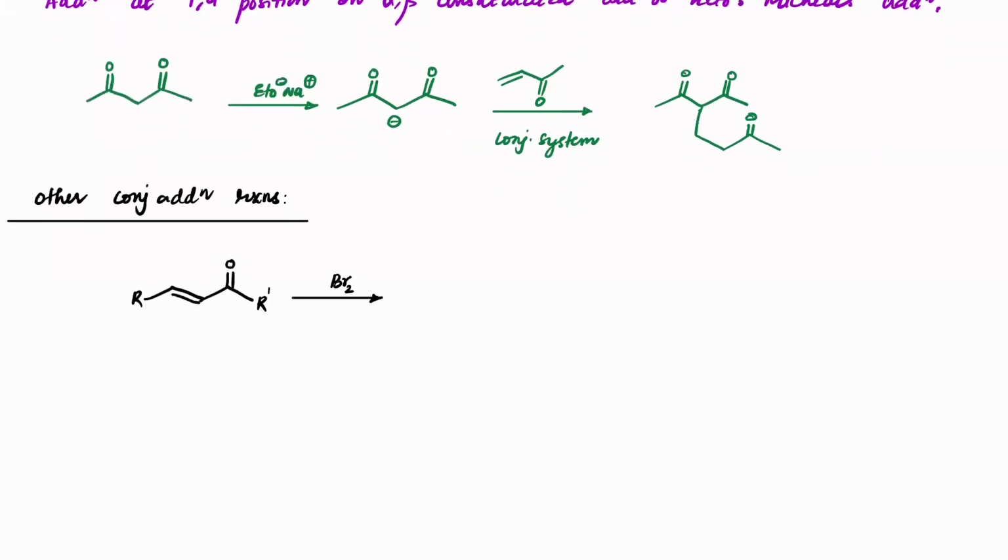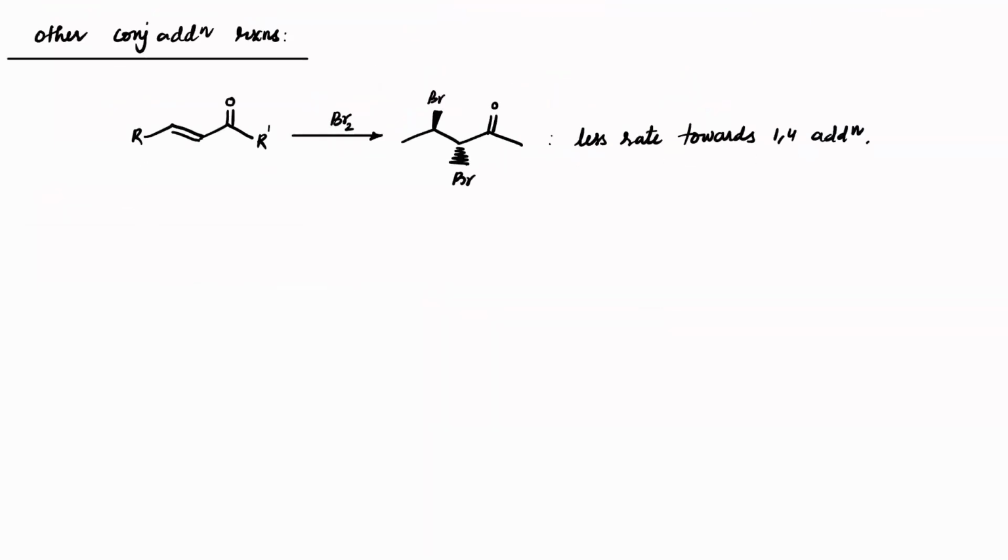If I react this with Br2, we will notice that hardly any conjugate addition will take place. You will have one Br getting added here and one Br getting added here. So here, the rate towards 1,4 addition is less. Conjugate addition is less observed here. Rather, it will only go for a simple alkene addition.